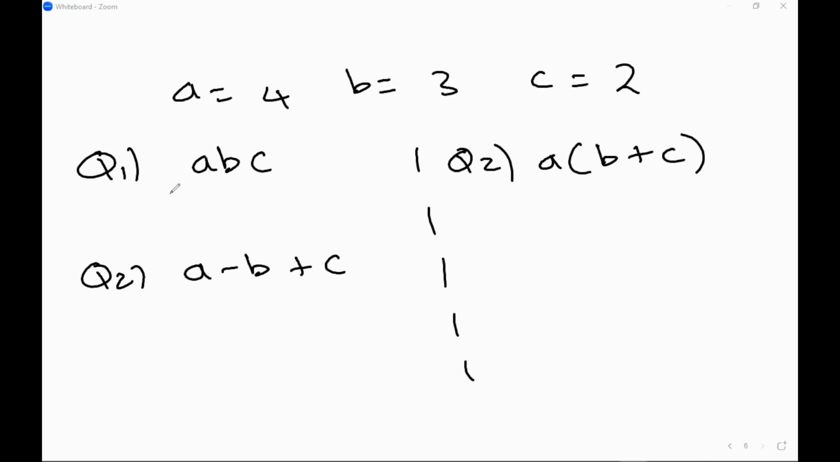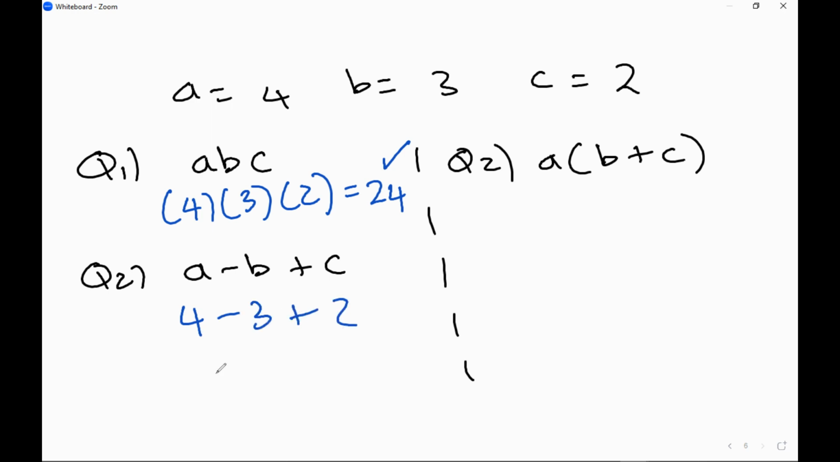All right, here we go. So a is equal to 4, b is equal to 3, and c is equal to 2. So we just multiply them. 4 times 3 is 12, 12 times 2 is 24. Well done. Most of you got that right. 4 minus 3 plus 2 is 1 plus 2, which is 3. And that's it. Done.